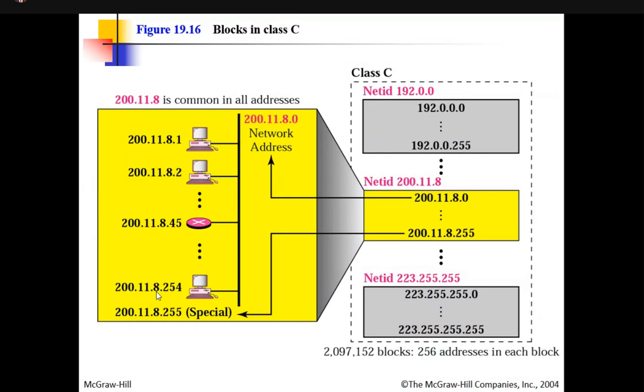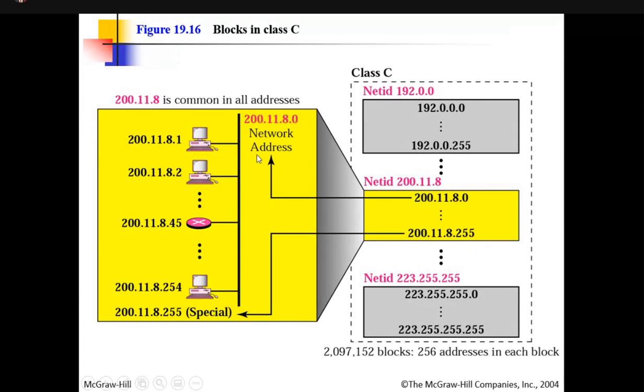Now, this is an example of the blocks in class C. Here we know the first 3 bytes will be specified for the network in class C. 198.0.0 will be a network address. Suppose another, 200.11.8, is a network address. Here 223.255.255 is also a network address. The host address range is very small, 0 to 255.